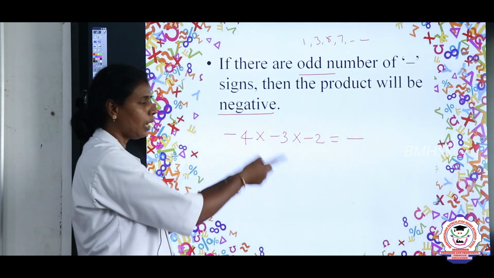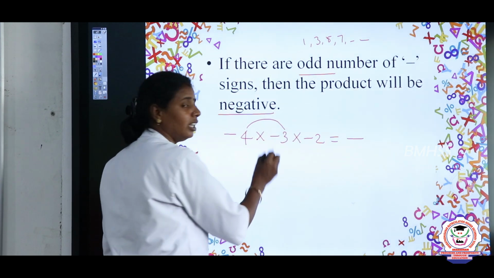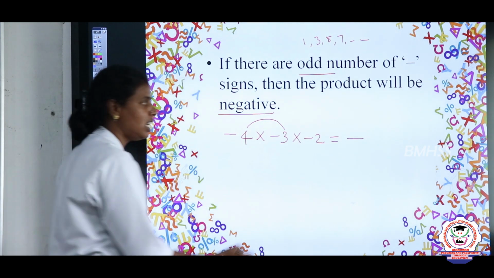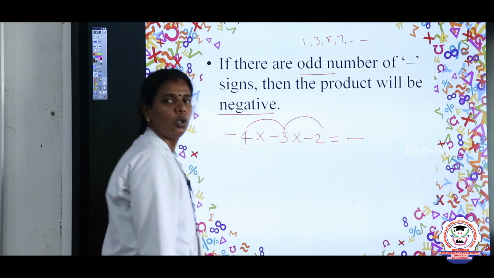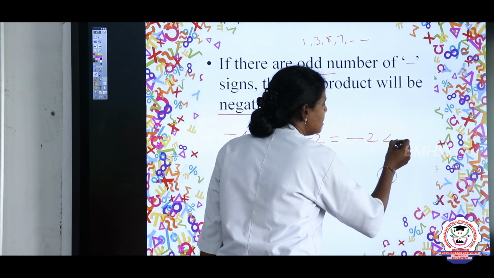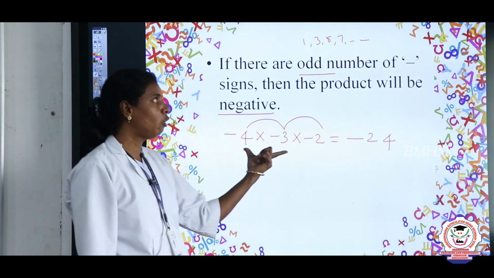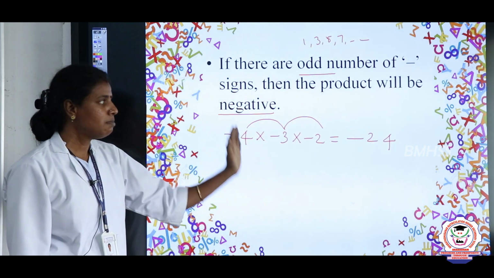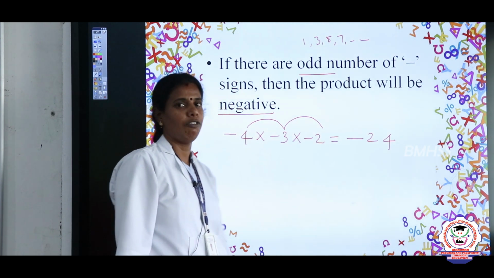Now only the numbers we are going to multiply, like 4 into 3. 4 3s are, what? 4 3s are 12. Yes, 12 into 2. 12 2s are 24. So the answer is -24. So we are going to apply the rule like this. When the negative sign is given an odd number of times, the answer will be -24.